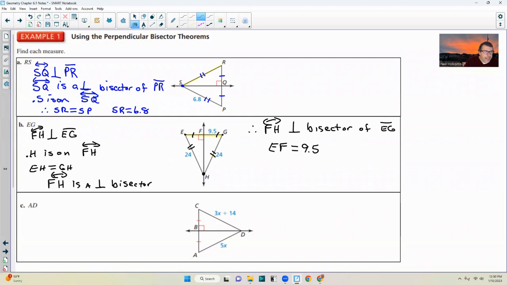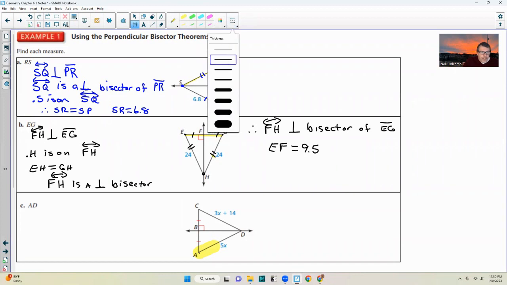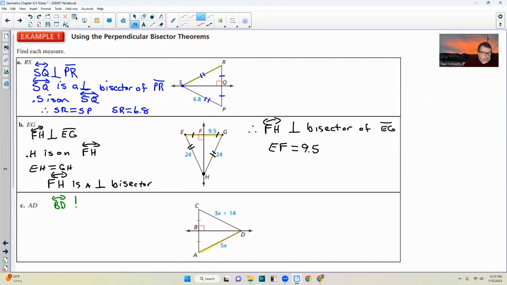So now we have AD. So let me get my highlighter, and now we want to find AD, which is right here. Okay, so what do we know? Well, BD is perpendicular to CA. So I'm going to say line BD is perpendicular to segment CA. And notice CB is congruent to CA.